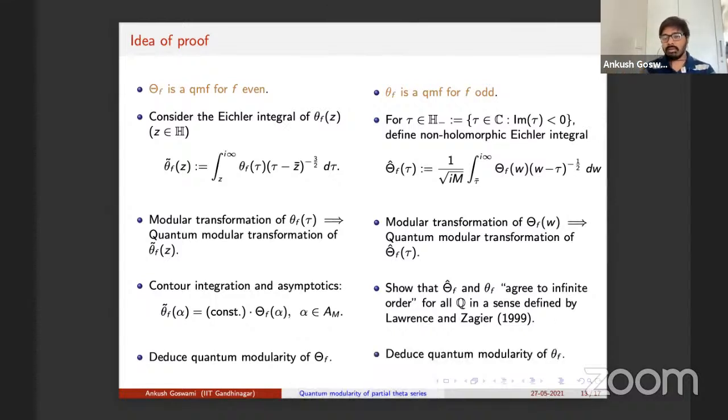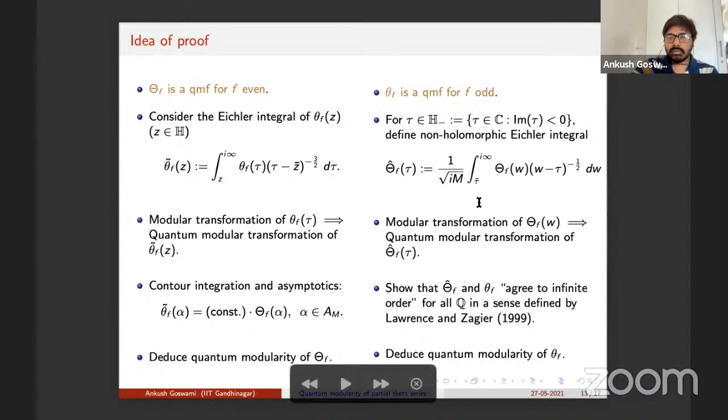And then, using the last two points, we deduce the quantum modularity of small theta sub f. And that basically concludes the proof of the theorem.